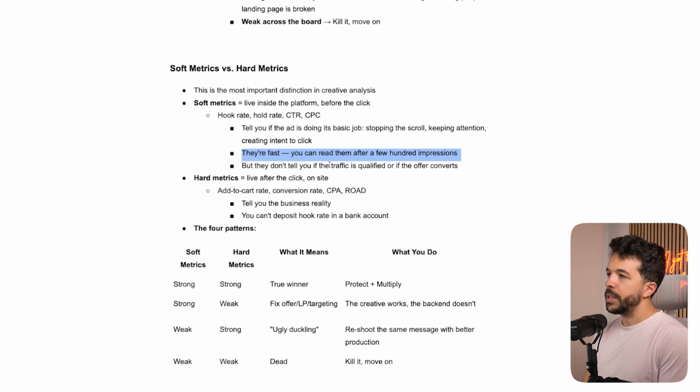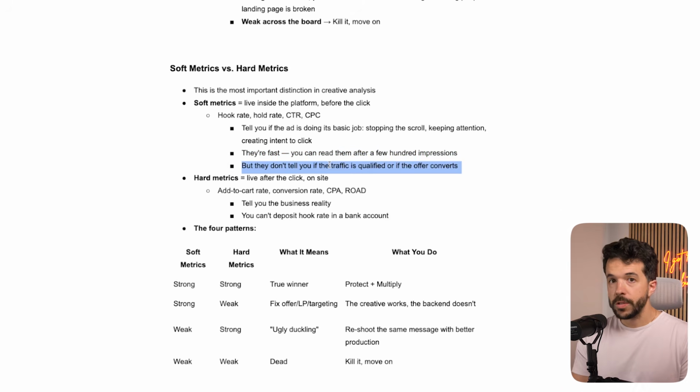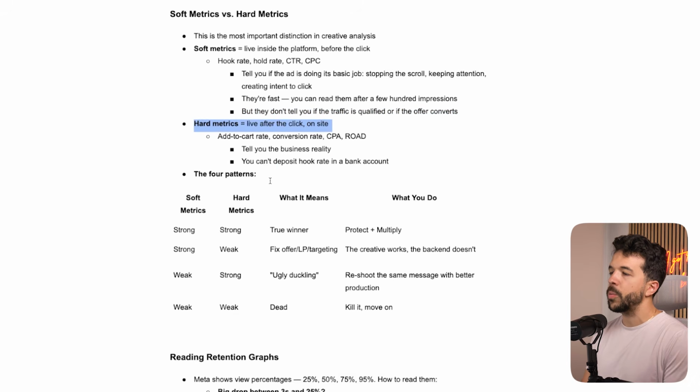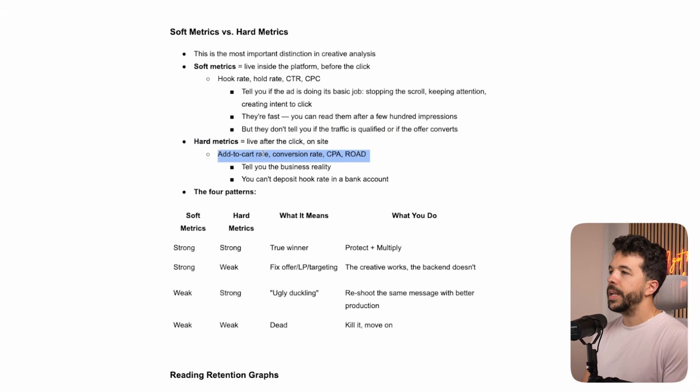However, what they don't tell you is if the traffic is qualified or if the offer converts. For those, you're going to need hard metrics. Hard metrics are all the metrics that live after the click, so everything that happens on the website: add to cart rate, conversion rate, CPA, ROAS. And they tell you the business reality. You can't deposit hook rate in a bank account, unfortunately. Would be amazing for a lot of creative strategists. But we want money. We need ROAS.